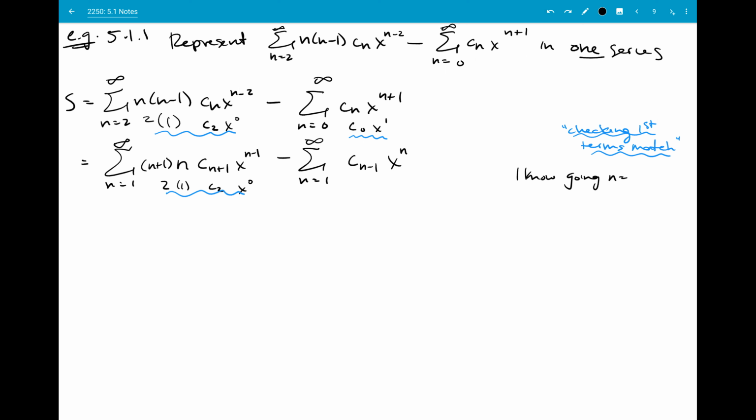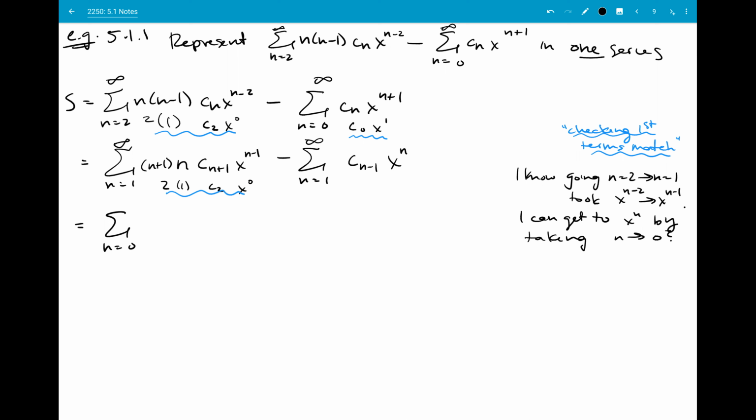So I know that going from n equals 2 to n equals 1 took x to the n minus 2 to x to the n minus 1. So now I'm thinking, okay, if I move my lower bound again, I'll probably end up with x raised to the power n, which is what I want to see. So I guess I'm going to try starting from n equals 0 to infinity.